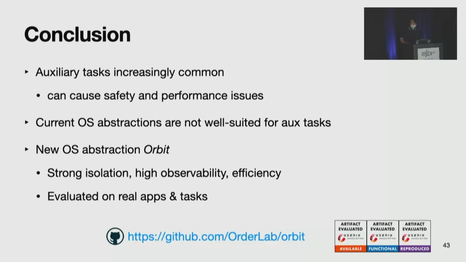In conclusion, auxiliary tasks are increasingly common in modern software, but they can incur safety and performance issues. Existing OS abstractions do not address this trend well. We propose Orbit, an OS abstraction for executing such tasks. We show that Orbit provides high observability, strong isolation, and safe alteration, while also preserving efficiency and flexibility.